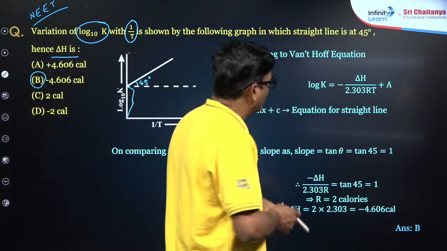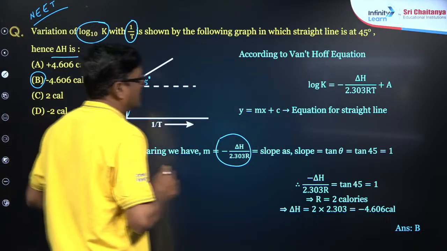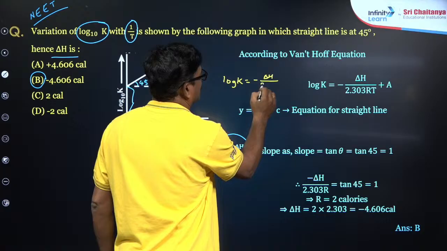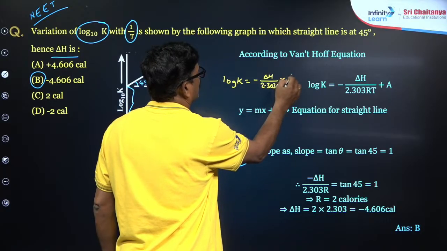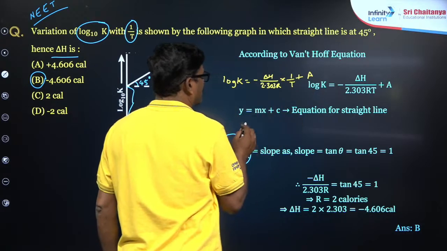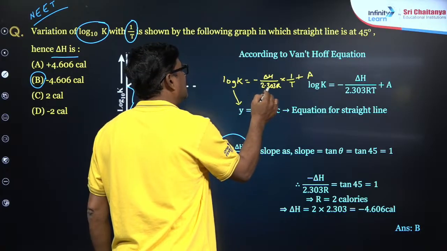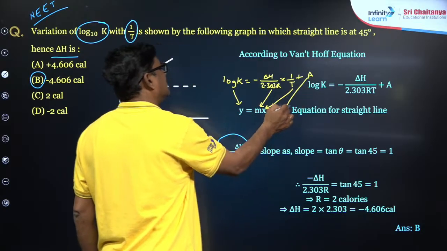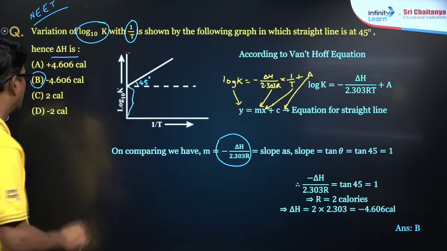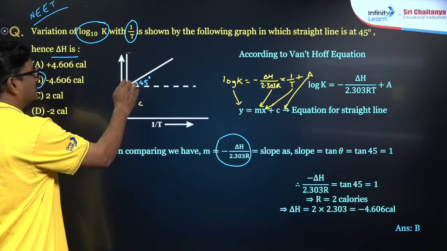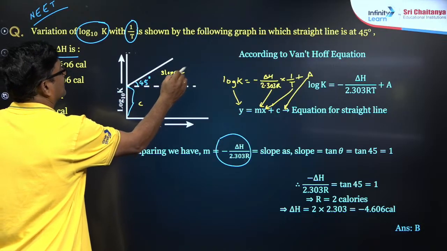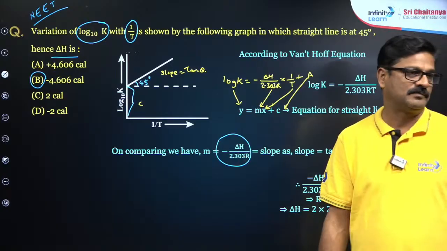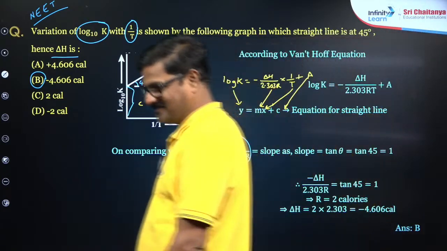So you need to know the Van 't Hoff equation. In this equation, log K is equal to minus delta H by 2.303 R into 1 by T plus A. So you can say this is Y, this is M, this is X, and this is C. Got it? You have to compare this; the slope is given, and slope is going to be tan theta. Now we understand the question, Parthiv. Perfect, clear.